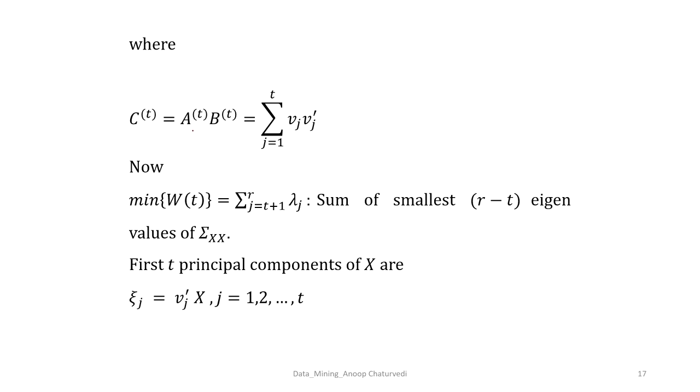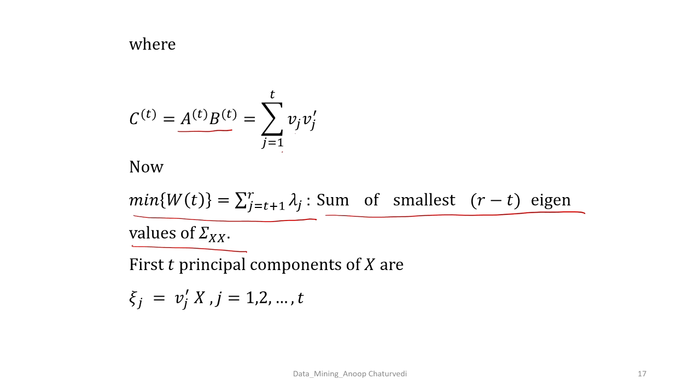where c t is equal to a t v t, and a t v t is equal to summation j equal to 1 to t v j v j transpose. The minimum value of w t is equal to summation j equal to t plus 1 to r lambda j. You just substitute the values of c t and sigma x x in the expression for w t. So, this is the sum of smallest r minus t eigenvalues of sigma x x.